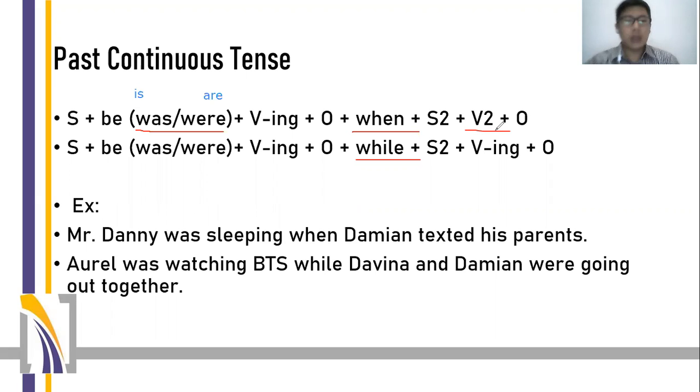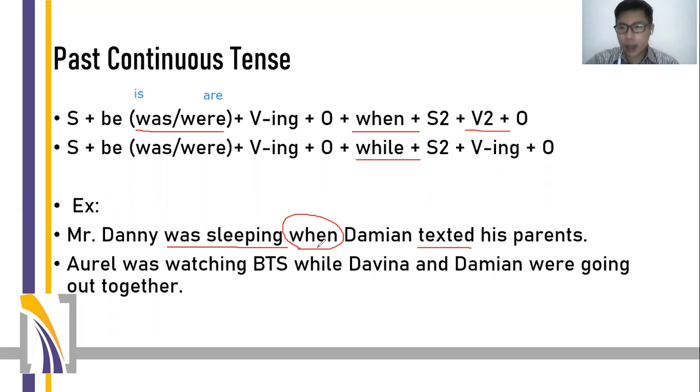So here I have an example: Mr. Daniel was sleeping when Damien texted his parents. So if we use the word when, we always have to use the verb to. In this example, the verb ing was sleeping, and we use when, and then the verb to is texted. That is for when.